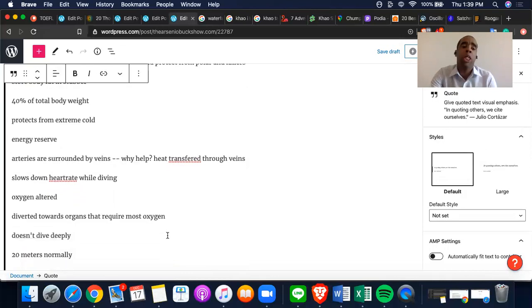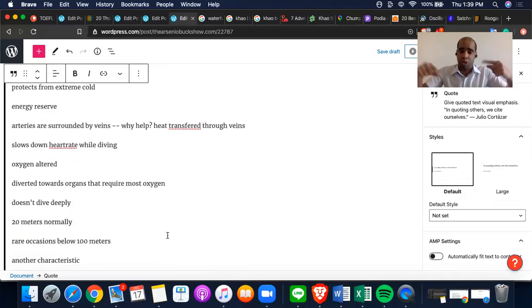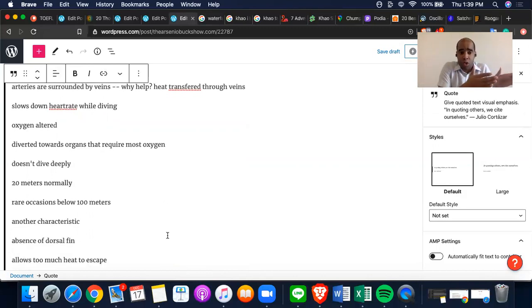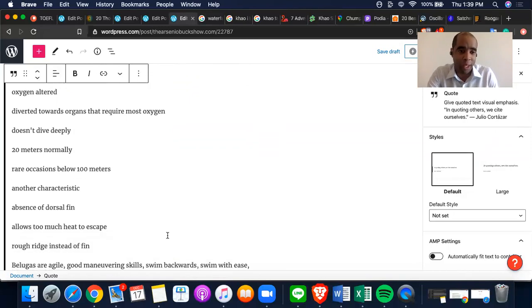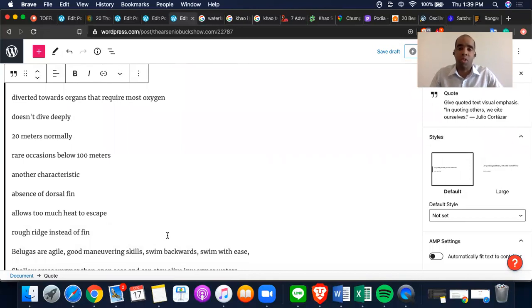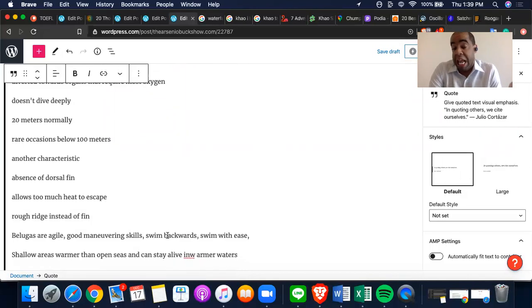Energy reserve. Arteries are surrounded by veins. The veins help transfer heat throughout the body rather than releasing it into the environment, okay? It can slow down its heart rate while diving. The oxygen is diverted to organs that require more oxygen, and it deviates away from organs that don't need oxygen as much as the vital organs. Doesn't dive too deep, 20 meters normally. I guess it could be seen up to 100 meters in depth.